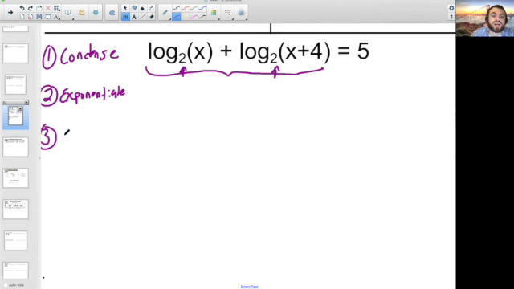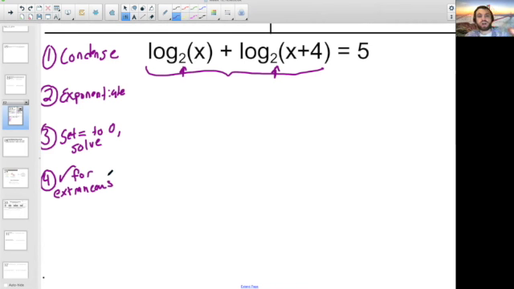Third, set it equal to 0. You'll see why. And solve. Step 4, check for extraneous solutions. Remember, extraneous solutions are solutions where if you do step 3, it appears you have the correct answer, but in fact, when you plug it back in, it will not work. So what I want you to do, please pause the video, take a couple minutes to try to solve this do now problem. Then when you're ready, you can unpause and see what I got.